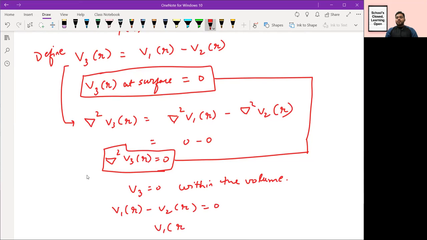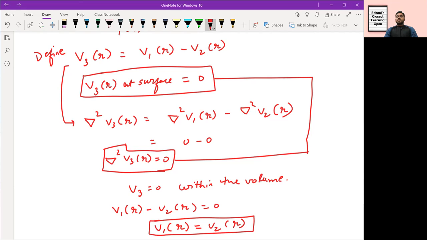That means V1(r) and V2(r) are nothing but the same. So we cannot have two different functions. We will have a unique distribution of potential if we have a charge free cavity and there is a fixed distribution of potential on the closed surface. So we will have only a unique solution of potential distribution within space if we have a charge free cavity and there is a fixed potential at the surface. It might be varying with space, but it is fixed with time.